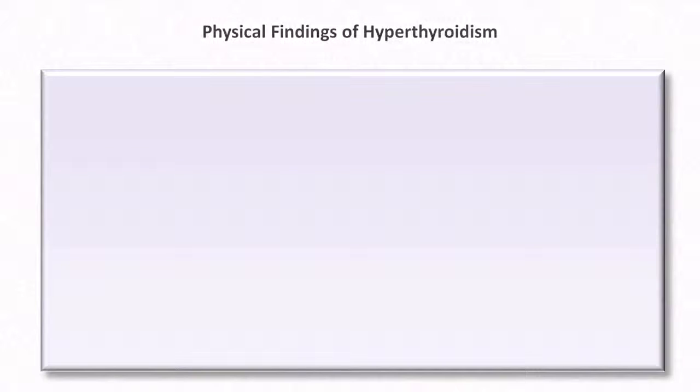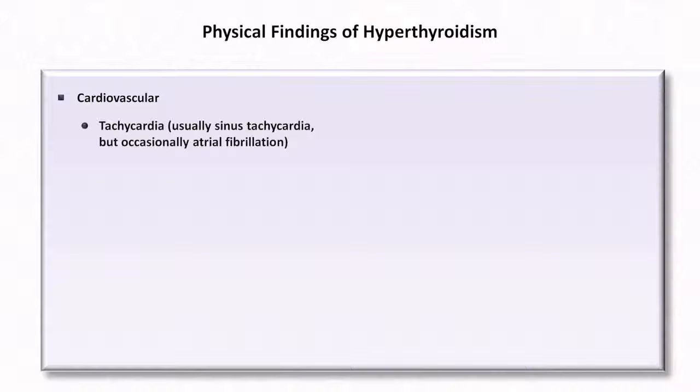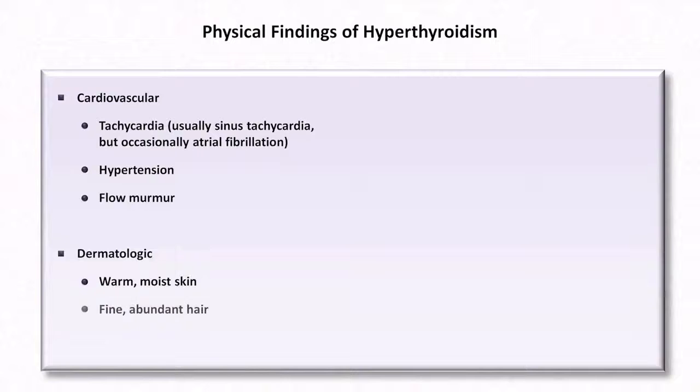Moving on to hyperthyroidism, it too has a large number of diverse findings. In the cardiovascular system, there is almost always tachycardia, which is usually sinus tachycardia, but is occasionally atrial fibrillation. Patients are frequently hypertensive, and they may have a flow murmur on account of increased myocardial contractility. The skin is frequently warm and moist, and hair is fine and abundant.